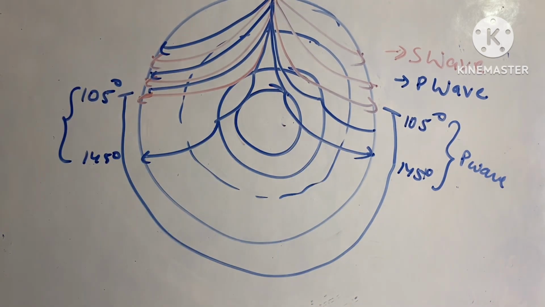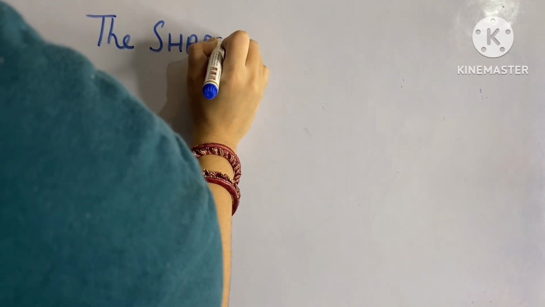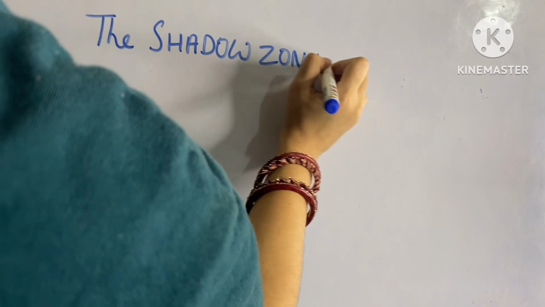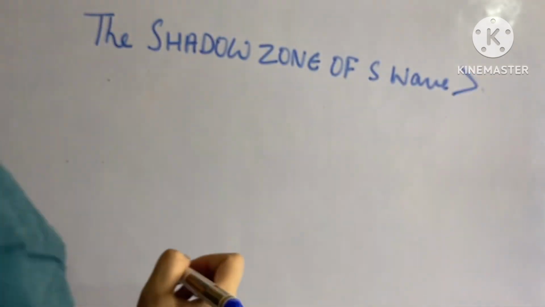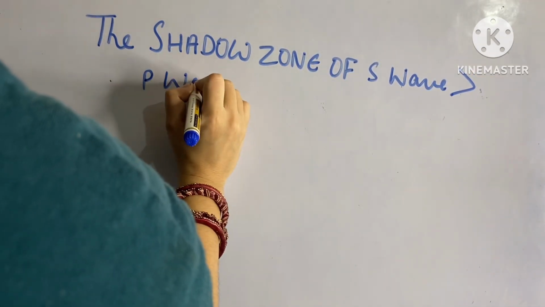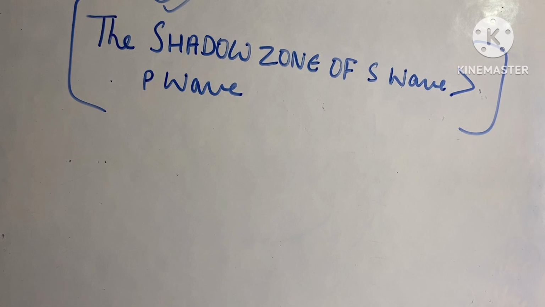So we can see from the diagram that the shadow zone of the S wave is greater than the shadow zone of the P wave. So please note that the shadow zone of the S wave is greater than that of the P wave. It is very important. The P wave shadow zone appears as a band around the earth between 105 degrees and 145 degrees away from the epicenter, and the shadow zone of the S wave is beyond 105 degrees.